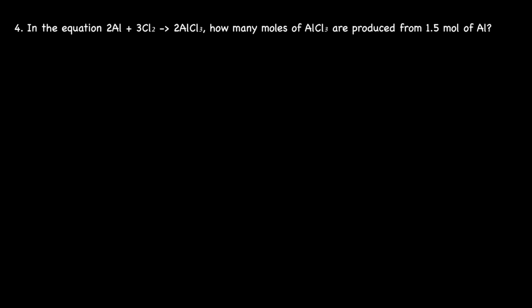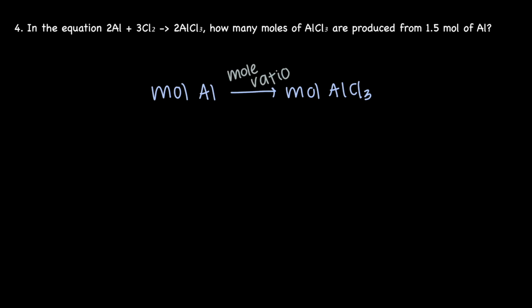Number 4, in the equation 2 aluminum plus 3 chlorine yields 2 aluminum chloride. How many moles of aluminum chloride are produced from 1.5 moles of aluminum? The equation is already balanced. For this unit map, we are starting with 1.5 moles of aluminum and ending with moles of aluminum chloride. We are staying in moles the whole time, so we only need the mole-to-mole ratio from the coefficients for aluminum and aluminum chloride. The coefficients show 2 moles of aluminum for every 2 moles of aluminum chloride.